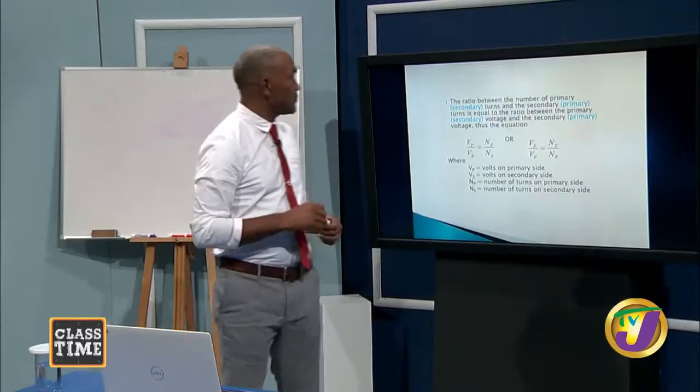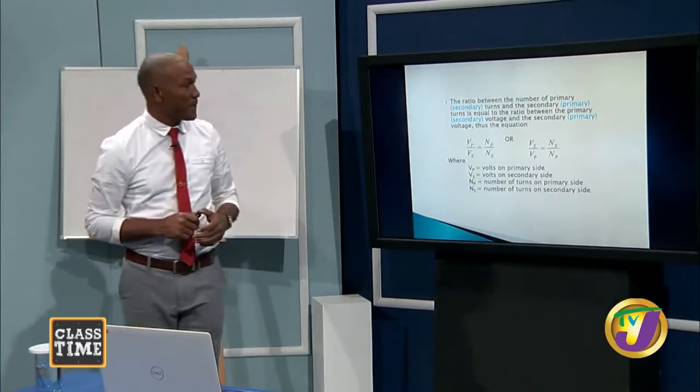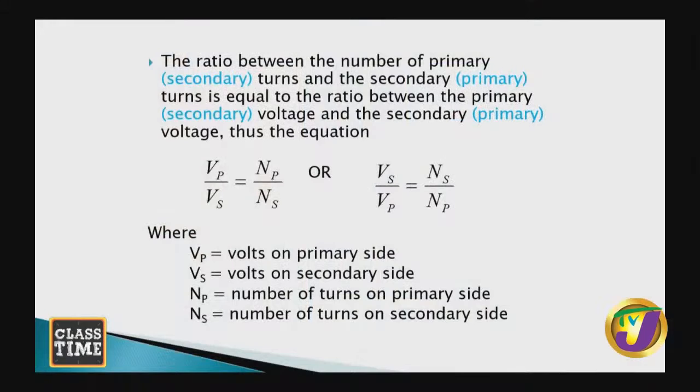The ratio between the number of turns in the primary and the secondary turns is equal to the ratio between the primary voltage and the secondary voltage. So I put in brackets primary and secondary. You could say it the other way around: the ratio between the number of secondary turns and the primary turns is equal to the ratio between the secondary voltage and the primary voltage. And of such, you would have these two equations. Vp over Vs is equal to Np over Ns, or you could write Vs over Vp equals Ns over Np.